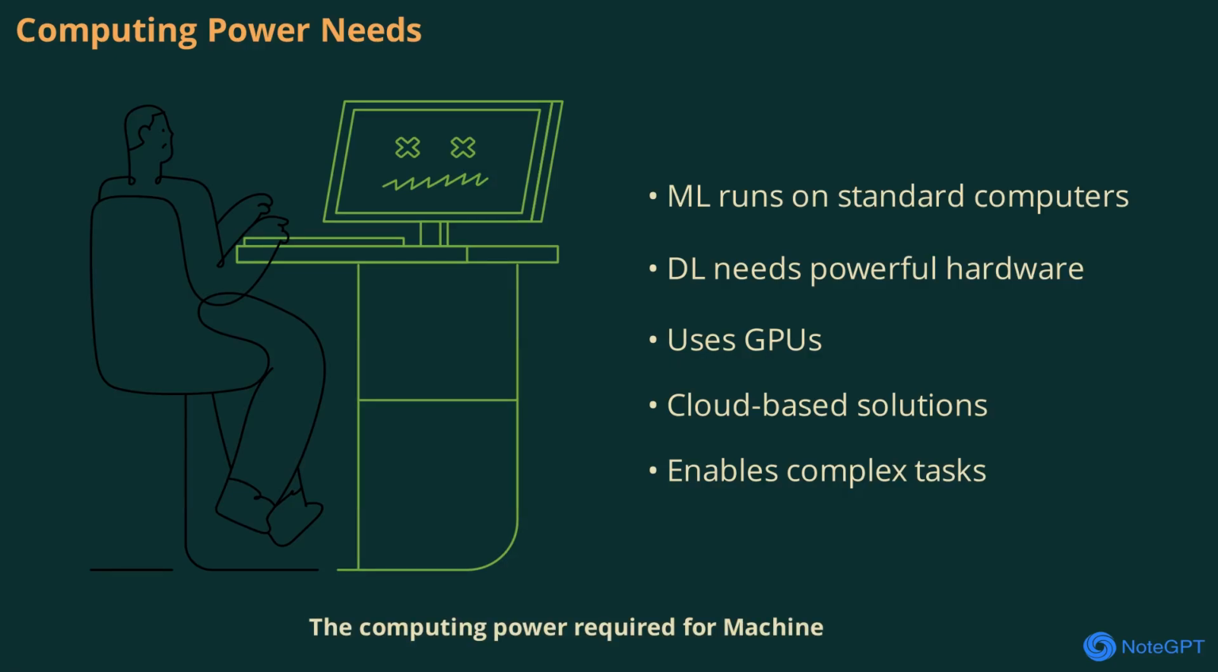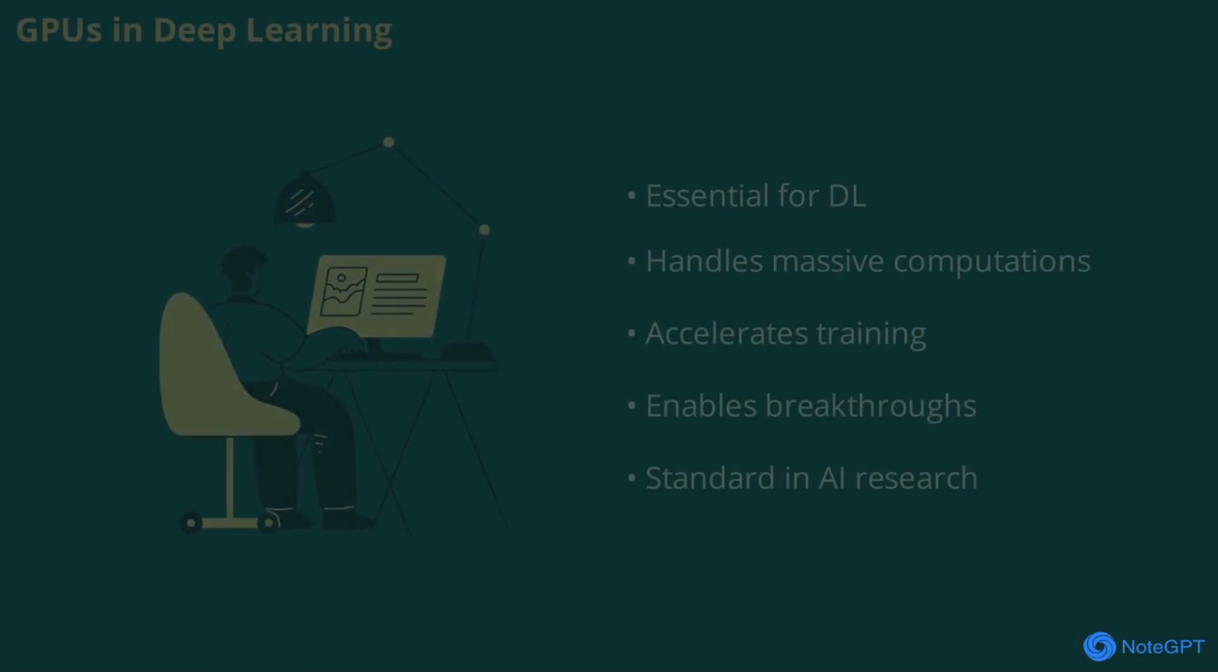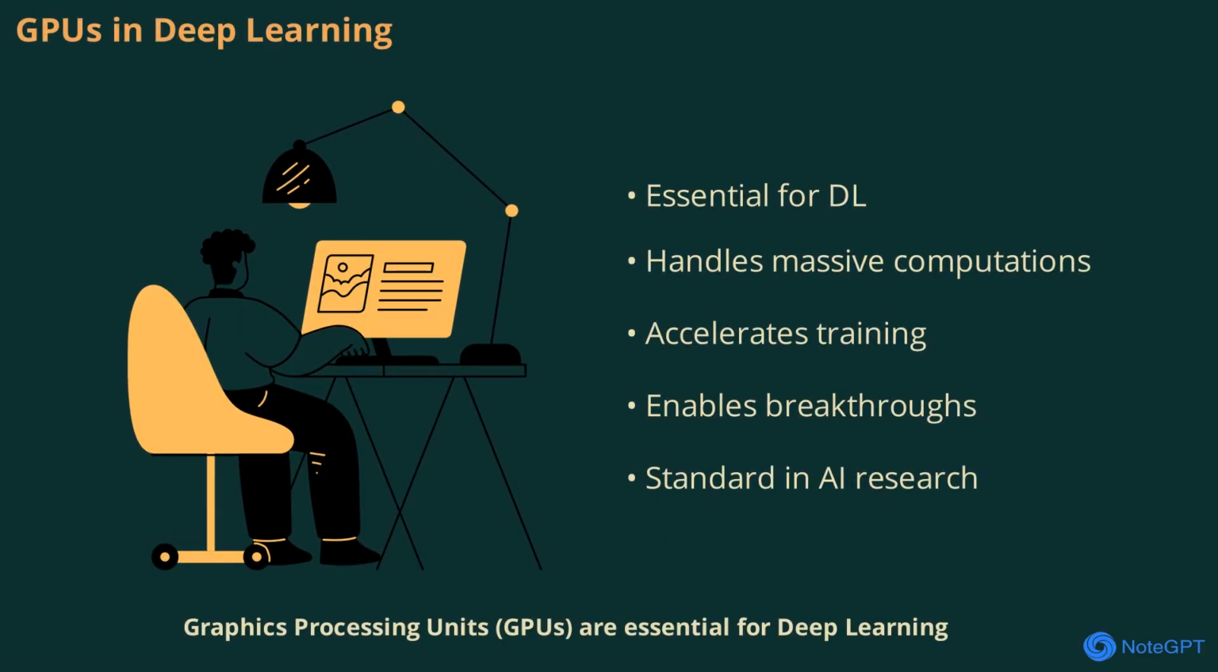Computing power required for machine learning and deep learning differs significantly. Machine learning models can often run on standard computers, making them accessible for many users. Deep learning, however, usually needs powerful hardware like GPUs to process large datasets and complex neural networks. This requirement has led to the development of specialized hardware and cloud-based solutions. The increased computing power enables deep learning models to tackle more challenging tasks, but it also raises the cost and complexity of implementation.